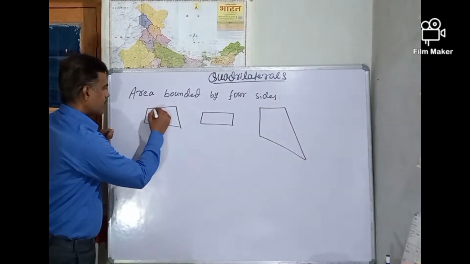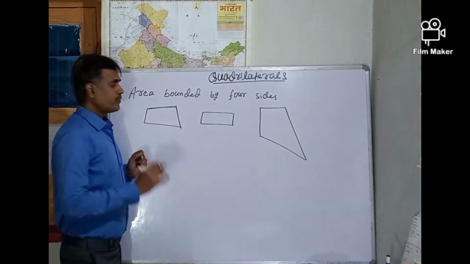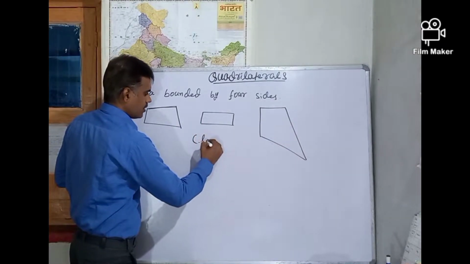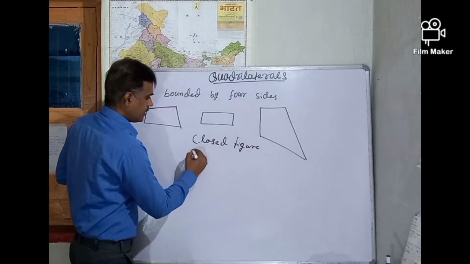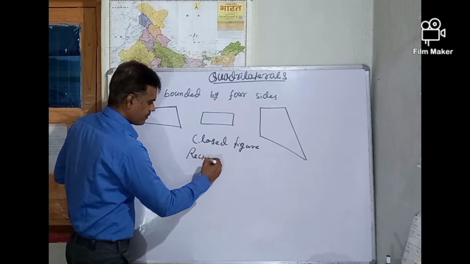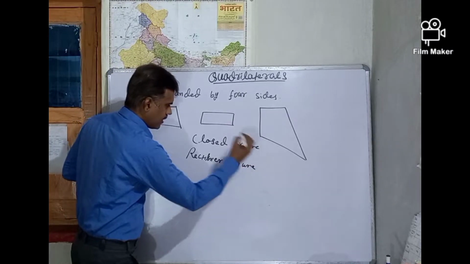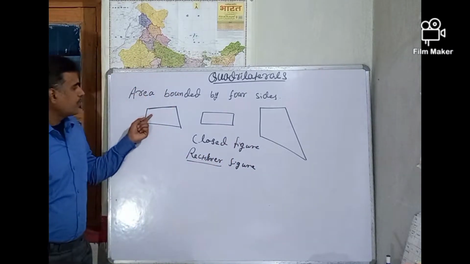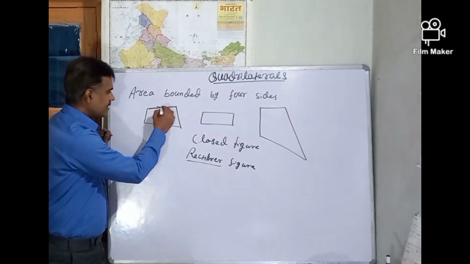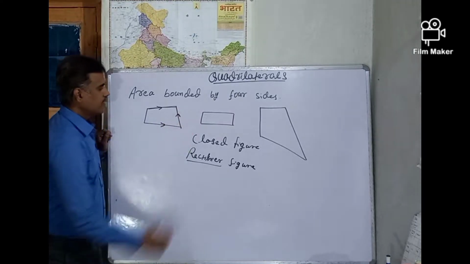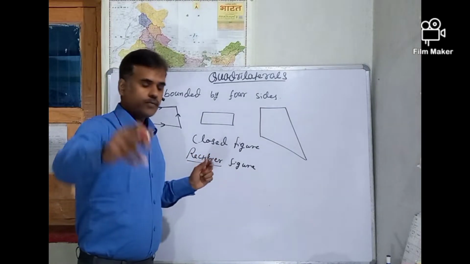These are called the sides of the quadrilateral. These quadrilaterals are closed figures. This is also known as a closed figure, or this is called a rectilinear figure, because all these four sides are closed figures and these are formed by straight lines. These are straight lines. Therefore, this is called a rectilinear figure.